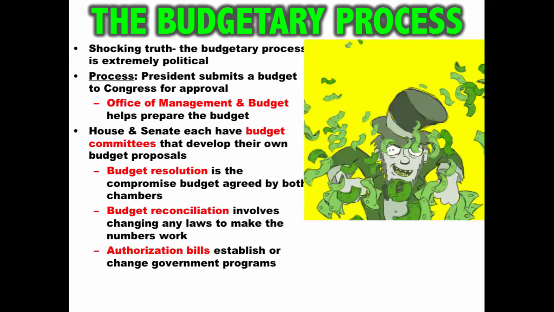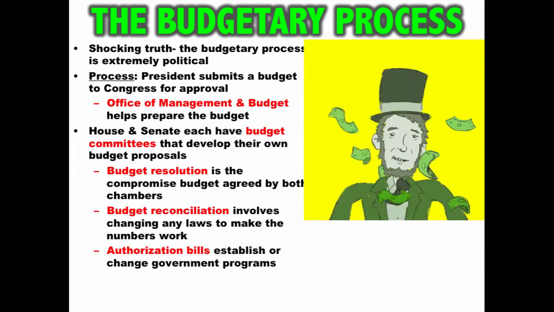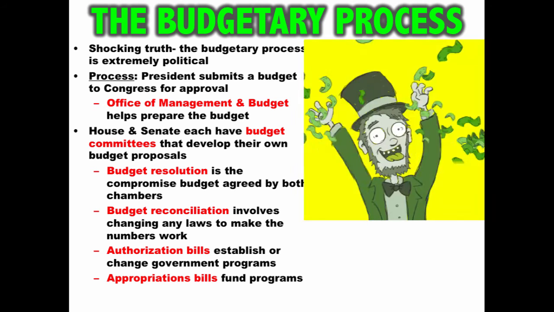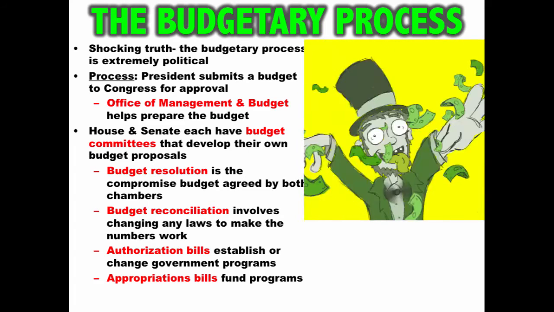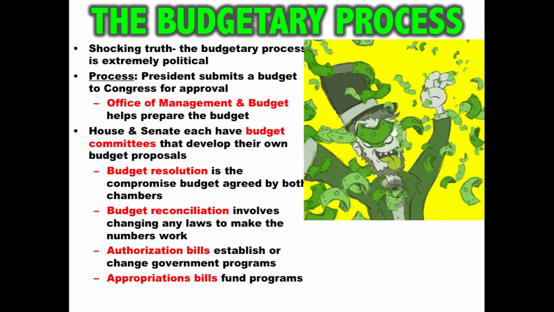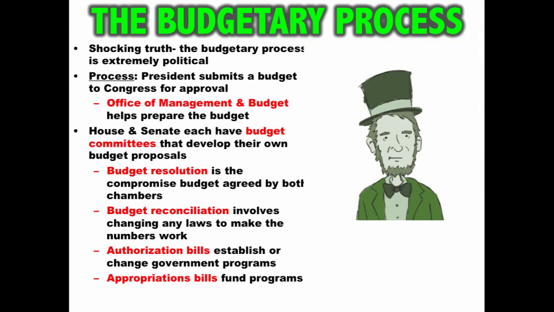Then you have authorization bills, which establish or change government programs. And then finally, you have appropriation bills passed to fund the programs. Congress has to pass these to fund the stuff established by the authorization bills. And Congress passes these bills and the president signs them.